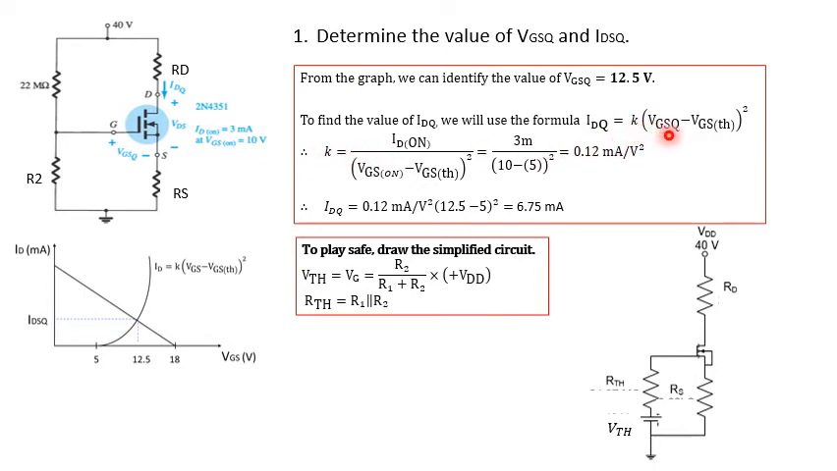And then VGSQ is already found in the graph. So VGSTH is already there, together. Then you insert the value. K is 0.12 milliampere over V squared, times the VGSQ, which is 12.5, minus the 5 volt, which is the VGSTH. So you can get the value of 6.75 milliampere.